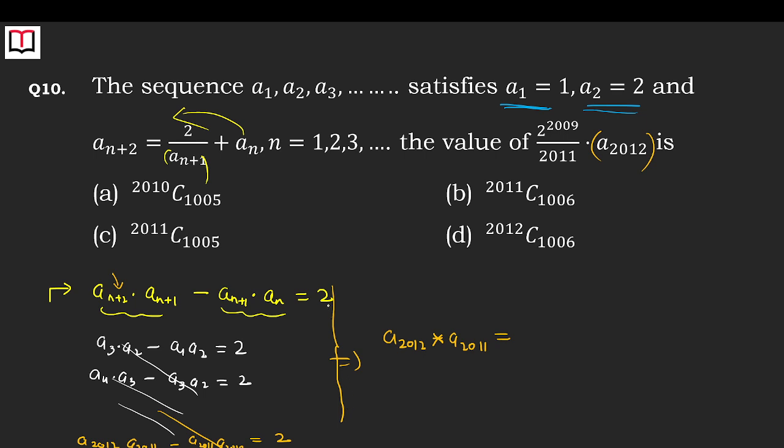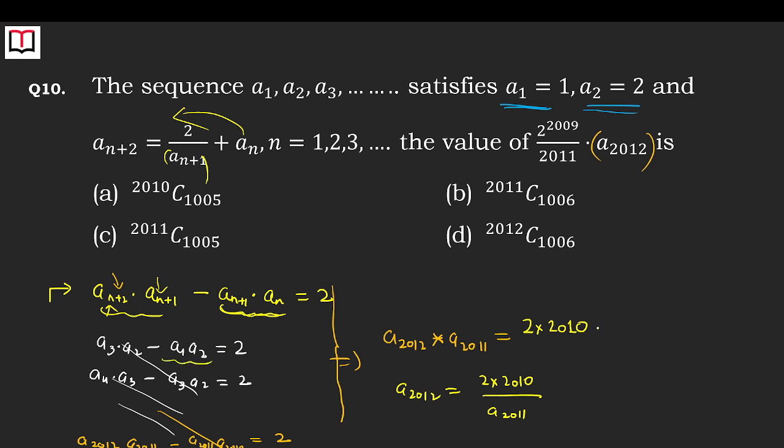Let's write it. How many terms are there? So it's 2 into 2010. Why? Because I started with n as 1, and to get 2012 here, I put 2010. So a 2012 is nothing but 2 into 2010 over a 2011. And this term will be left here.